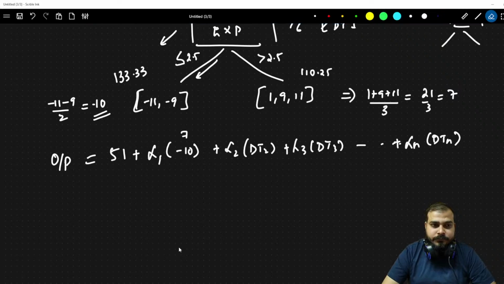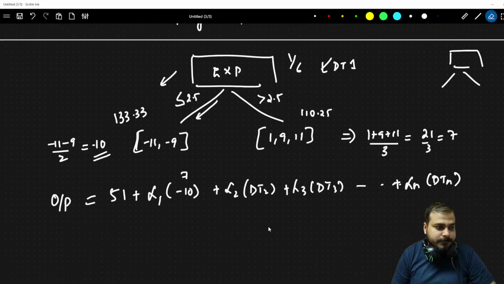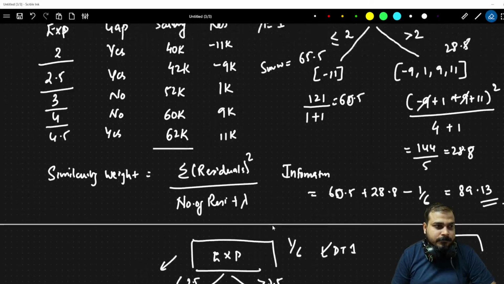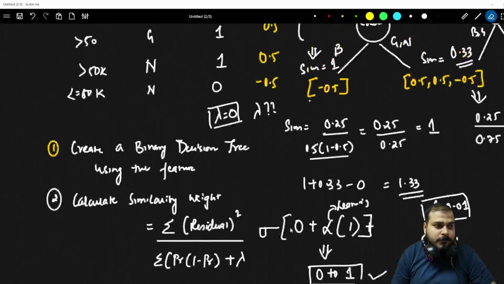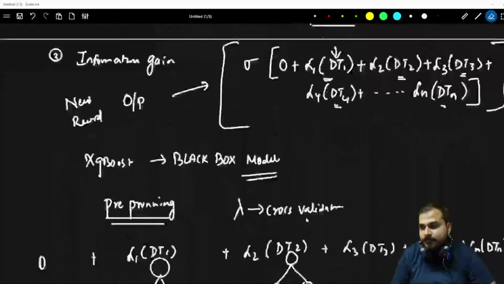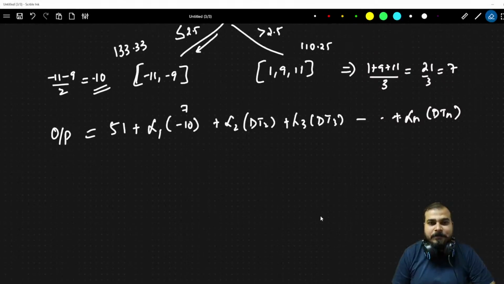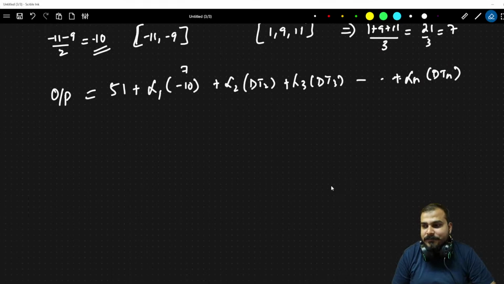Everybody clear? Yes? I know, but again, it is a black box model. You cannot visualize all these things.